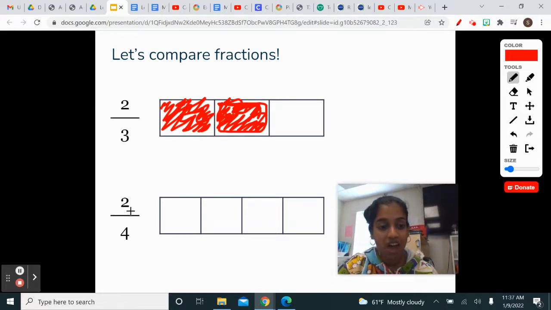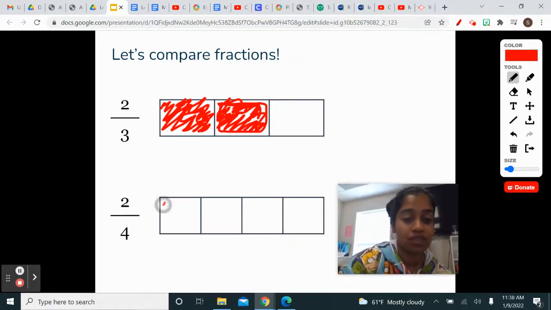Let's look at our second fraction. We have the same numerator, right? So we have 2 of those pieces. But this time our whole is being cut into 4 pieces, because that's what our denominator is telling us. So let's make sure we have our 4 pieces. 1, 2, 3, 4. Fantastic. Now let's shade in our 2/4. So there's 1/4 and there is 2/4.